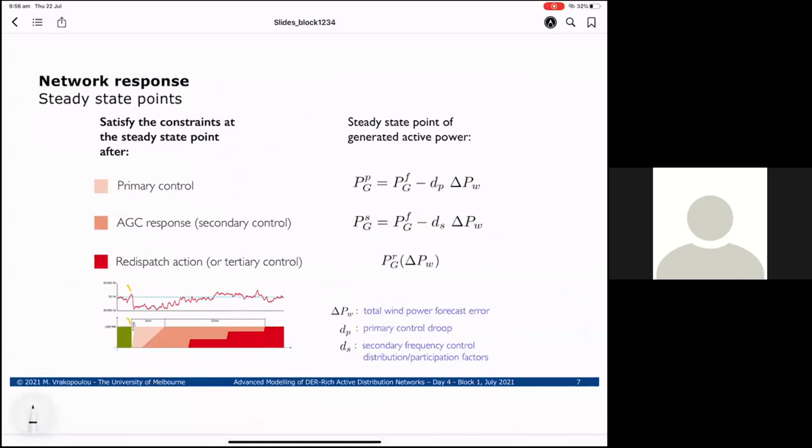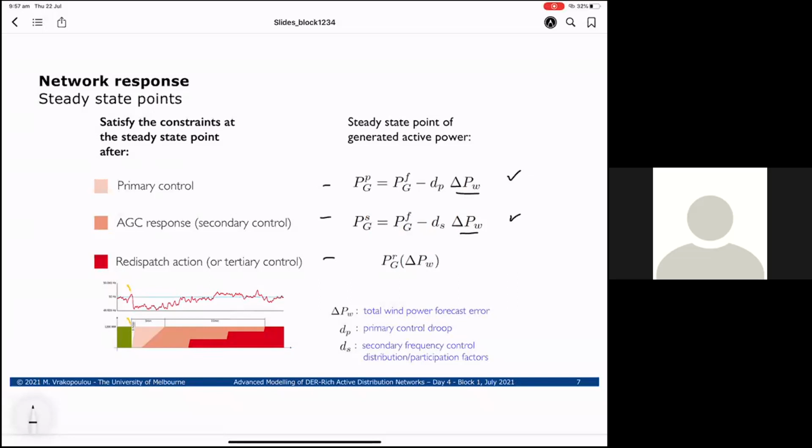In general, given all these steady state points, you may end up with something nice and linear for the primary and for the secondary frequency control. Here I just have, instead of alpha, this, assuming that it's for wind power, but it can be anything, any kind of forecast error or generation outage.